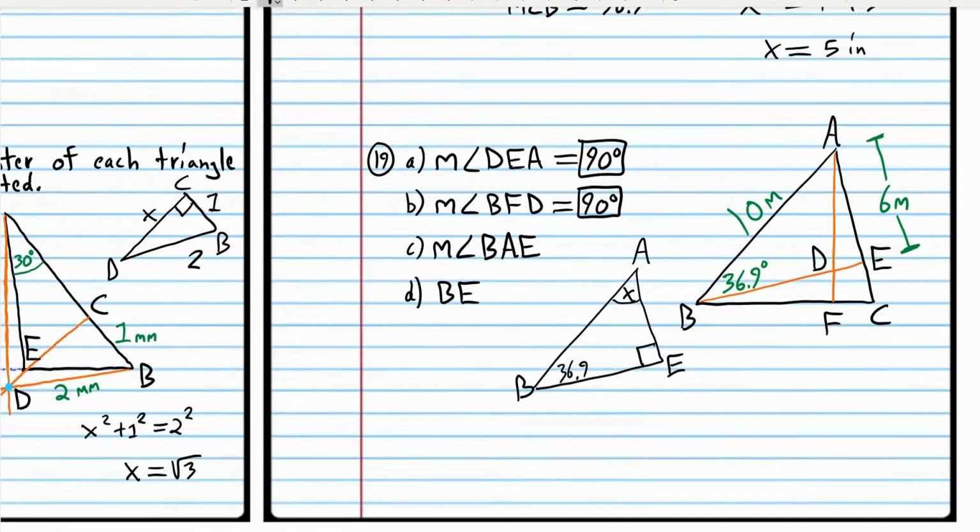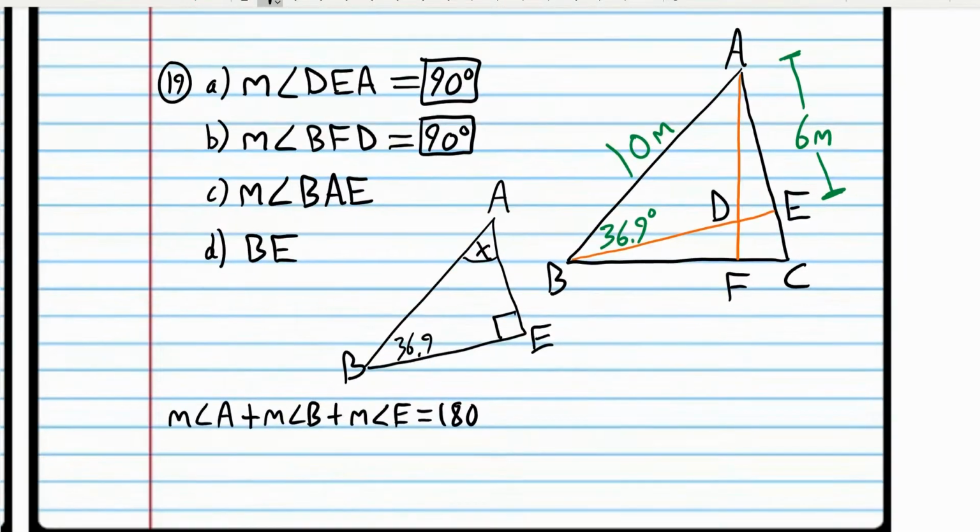So we use the triangle sum theorem. You don't have to write the triangle sum theorem if you don't want. You need to show your work, but you don't have to write measure of angle A plus measure of angle B plus measure of angle E is equal to 180. That would just be tedious to write every time, but I want you to see exactly what I'm using here.